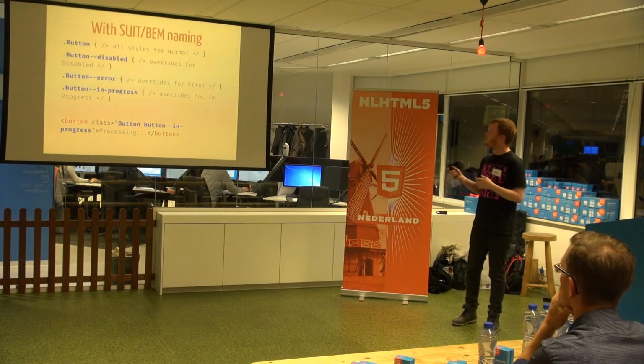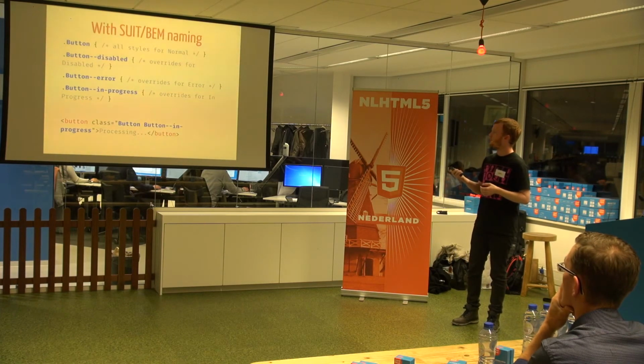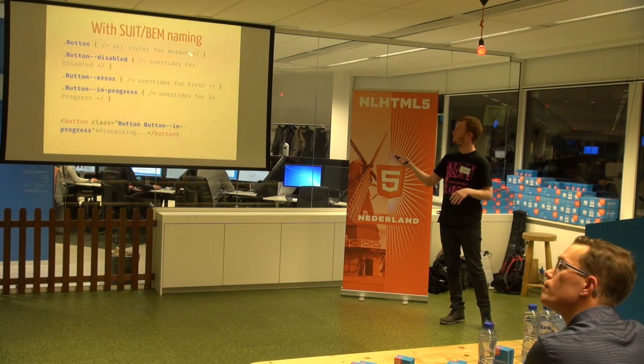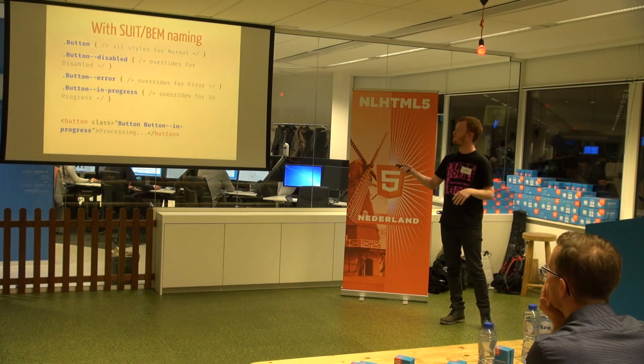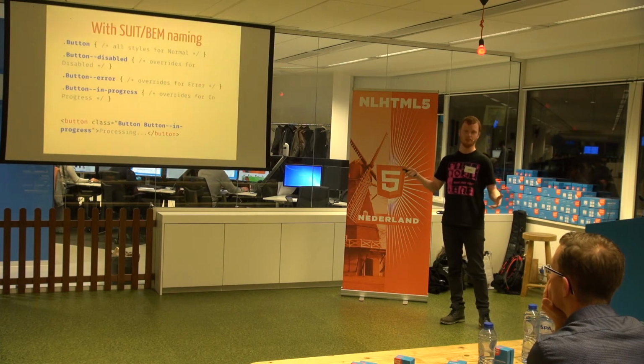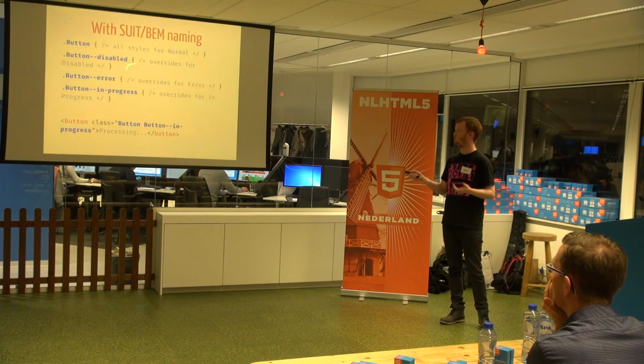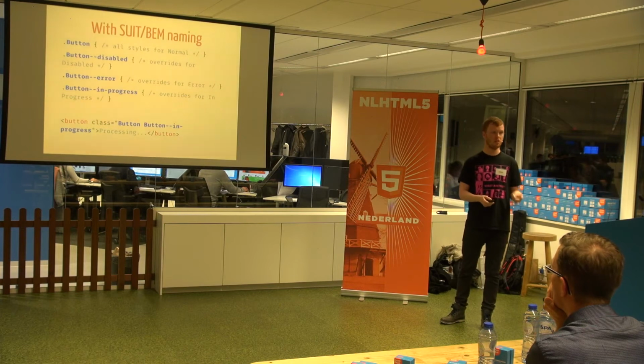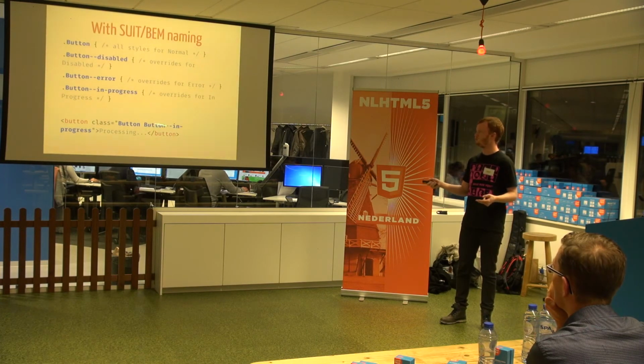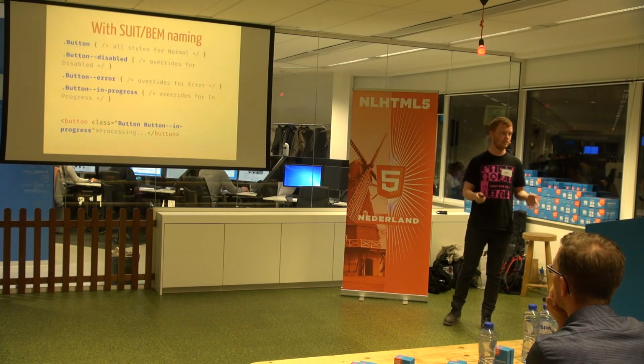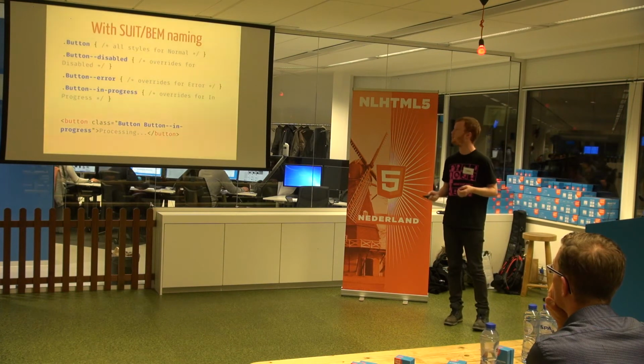So with suit or BEM naming, I think the only difference is suit capitalizes the components. Like literally, if anybody knows what the actual difference is, feel free to let me know after. But we would have all the styles for normal up here in the button class. Button disabled will then override that to make it look disabled, overrides for error, overrides for in progress. So you wind up having to apply two classes manually in your HTML because button in progress has no concept of what button is, it just knows what styles it needs to override.